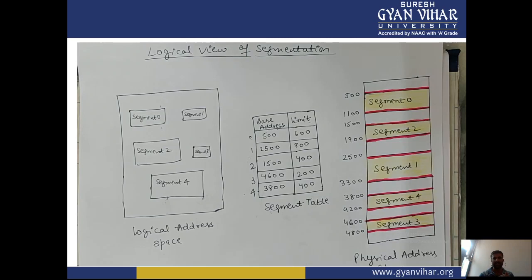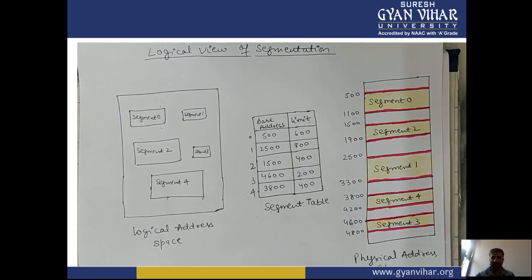Here you see that we are discussing segmentation, right? There is a logical address space, a segment table, and a physical address, right? We can distribute it into different segments: segment 0, segment 1, segment 2, segment 3, segment 4, right? So this is all about the logical address.